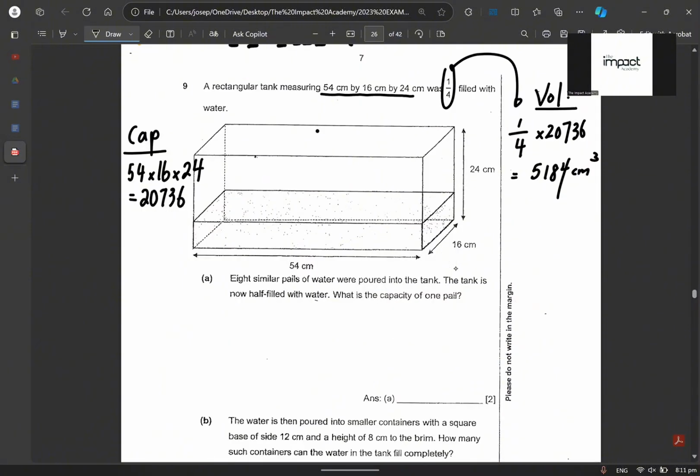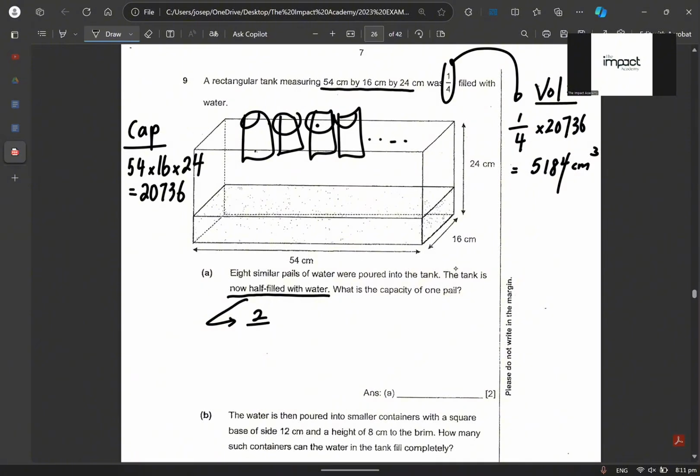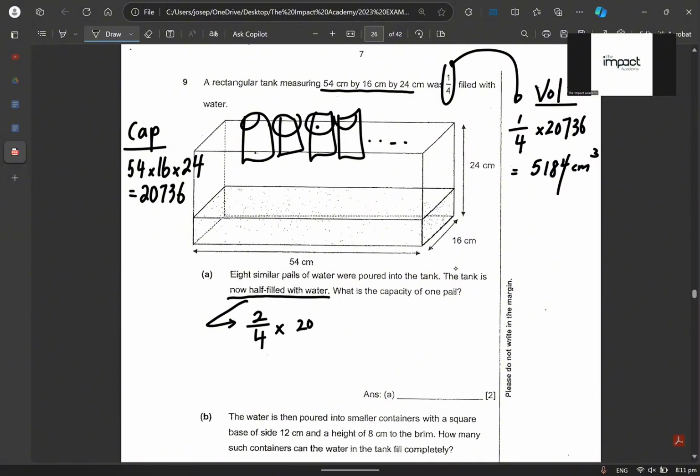Then I went to put 8 pails into the tank. All right, I'm not going to throw 8 pails, but I'm going to pour water into it. And when I pour, I realize that this is what? Half filled. What exactly is half filled? Half filled means 2/4, right? Times the capacity. Am I making sense or not making sense? Okay, so we have 2/4 times 20736. We get to an answer of 10368. Am I making sense or not making sense?